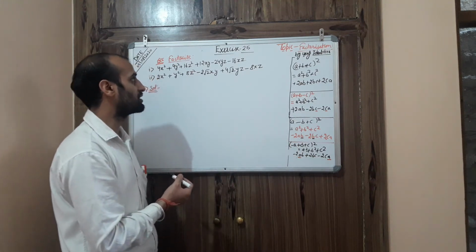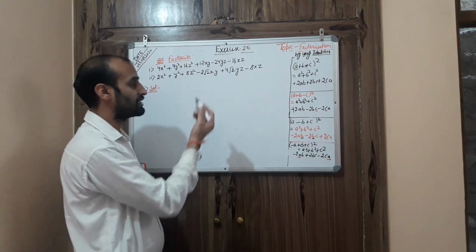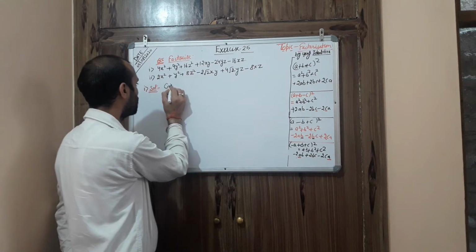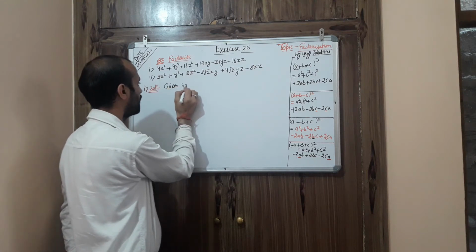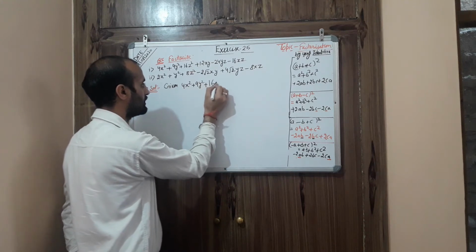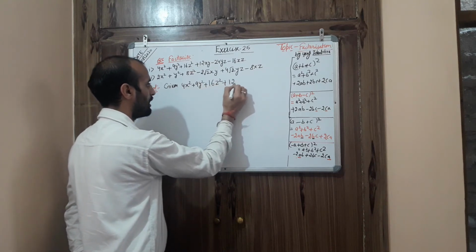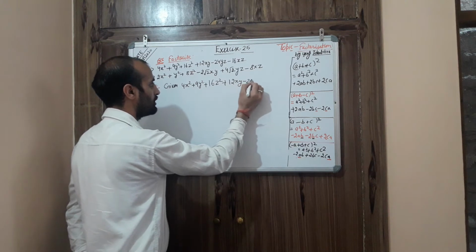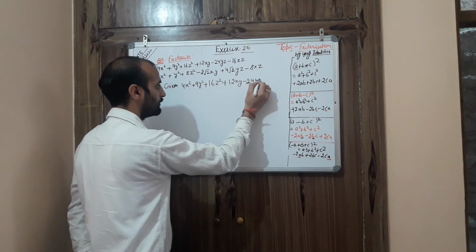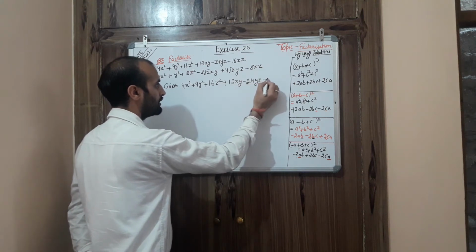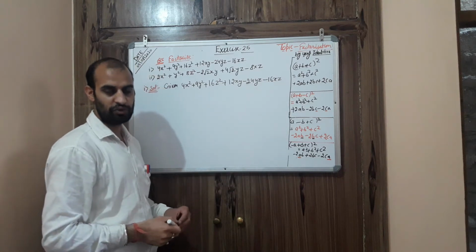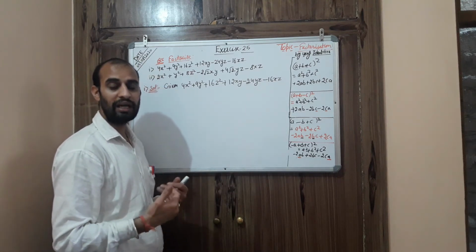So let's take question number 5 of exercise 2.5, factorize. What is given to us? 4x square plus 9y square plus 16z square plus 12xy minus 24yz and minus 16xz. My first task is to compare the question. Which identity does it look like?